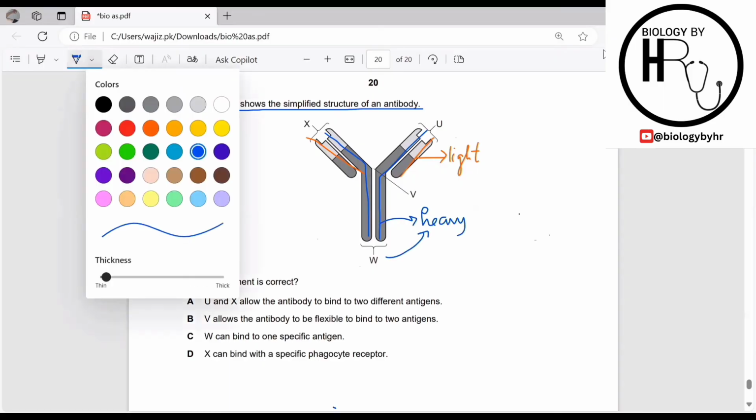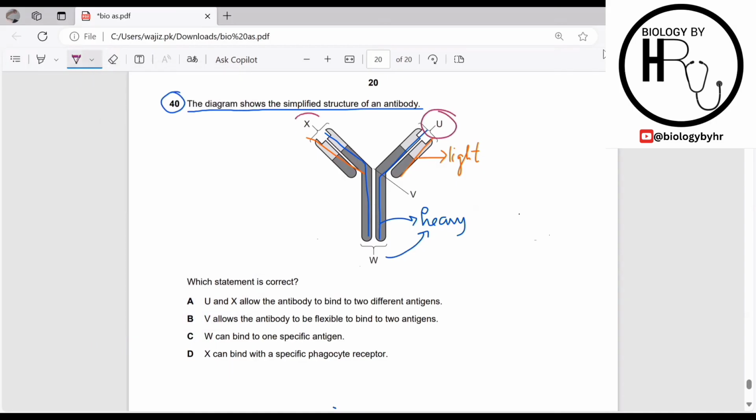If we discuss structure U and structure Z over here, we know that this is representing the variable region of the antibody. What does this region do? This region is specific to a particular type of antigen and only a specific type of antigen can bind to this site. This can also be said to be the binding site for the antigen.